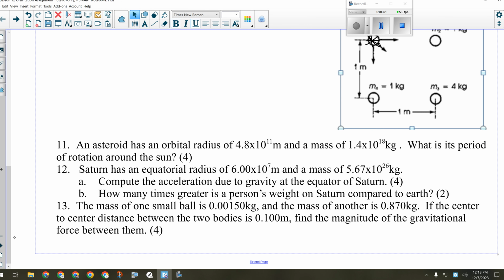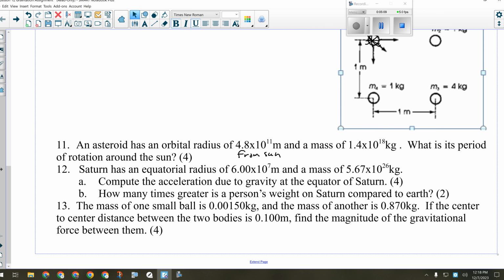Number 11, okay, an asteroid has an orbital radius of 4.8 times 10 to the 11 meters. In case you're wondering, that's from our sun. Okay, and a mass of 1.4 times 10 to the 18 kilograms. What is its period of rotation around the sun?